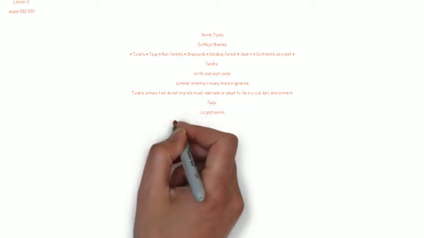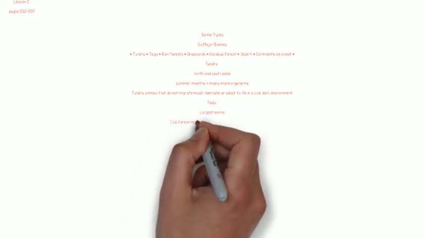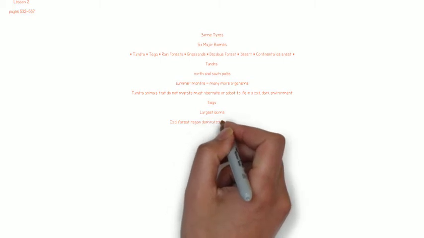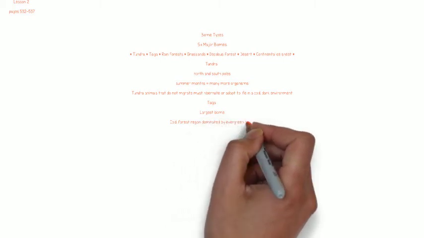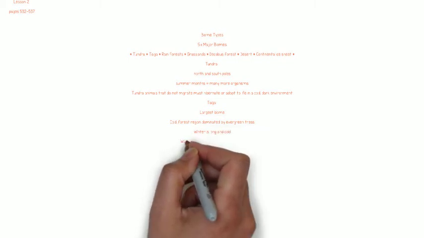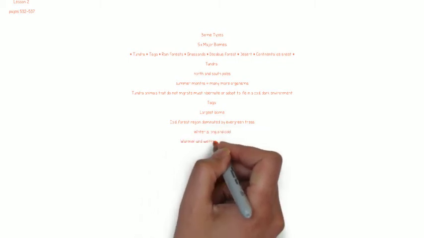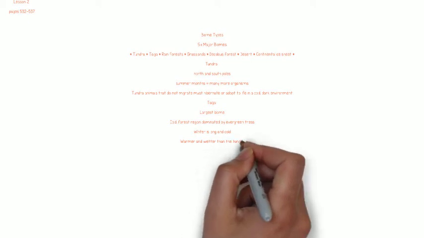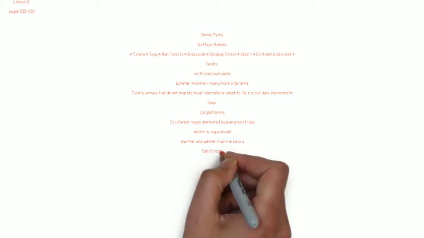The taiga. The largest biome on Earth, the taiga, is a cold forest region dominated by evergreen trees. Although the winter is long and cold, the taiga is warmer and wetter than the tundra. The taiga biome stretches across North America, Northern Europe, and Asia.